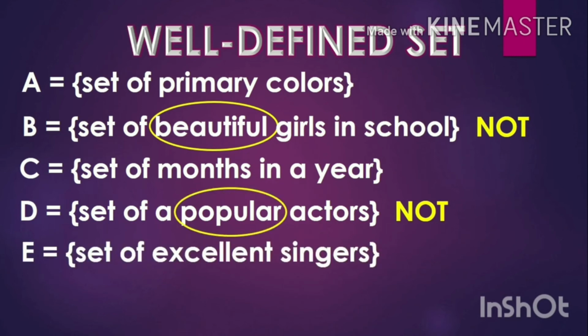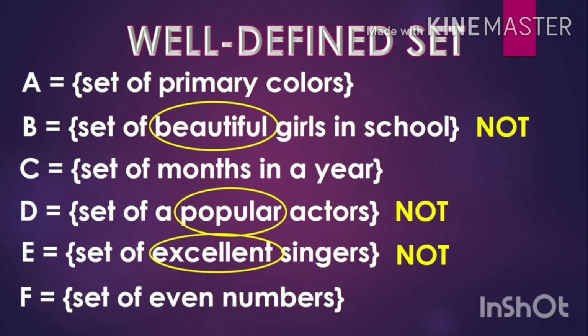Set E, set of excellent singers. This is not a well-defined set because of the word excellent. Set F, set of even numbers. Yes, this is a well-defined set because we can directly say all the members of even numbers.